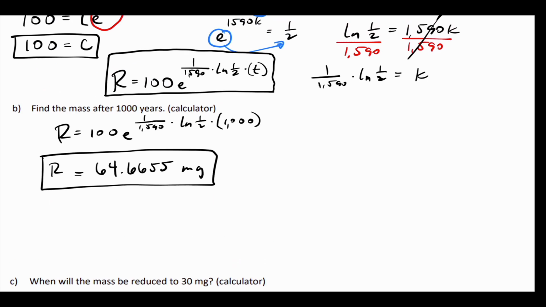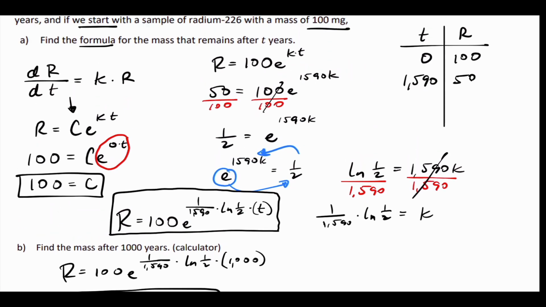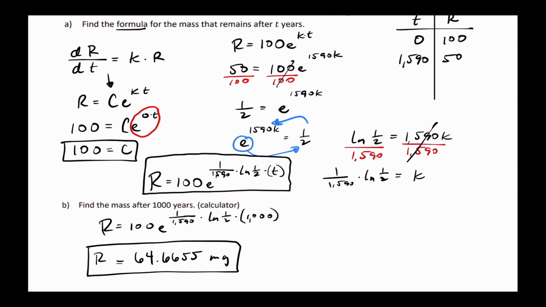Okay. I go back to my table to see if that makes sense. So if I was to put 1,000 in here for years, would 64.6655 be reasonable? Yeah. It's right in between, right? It's right in between these amounts of years.